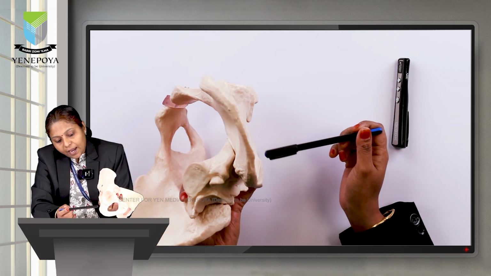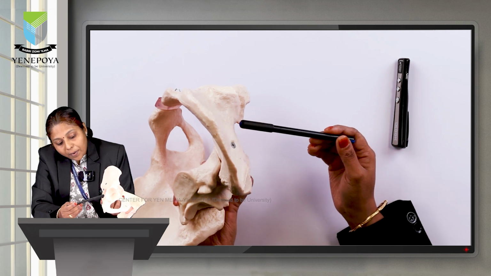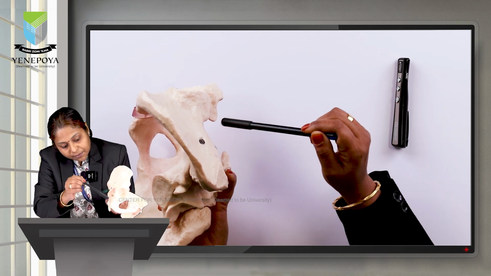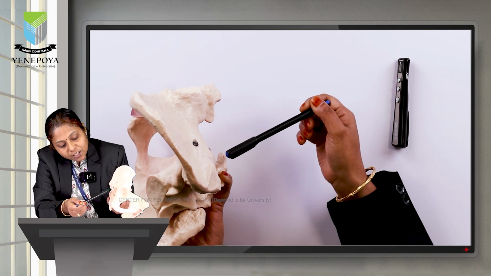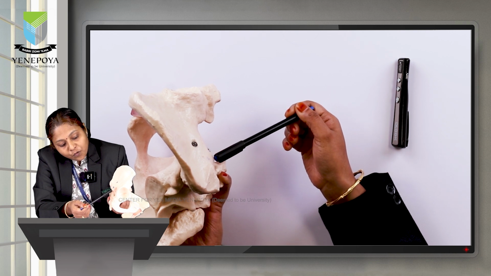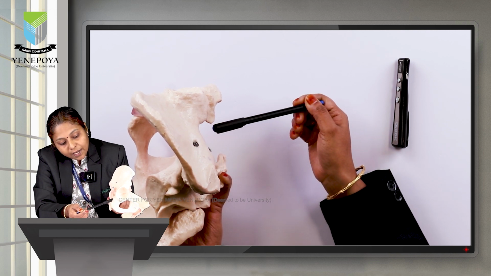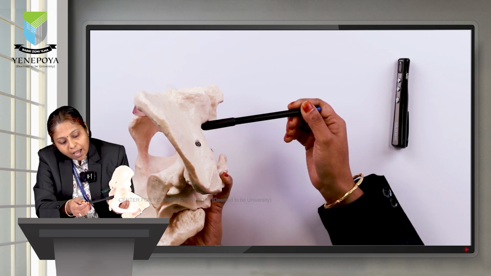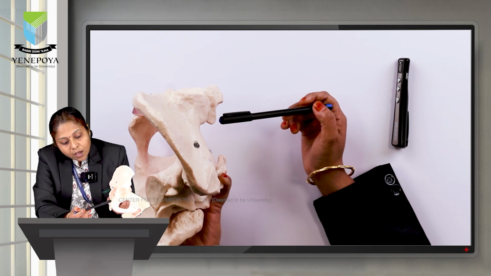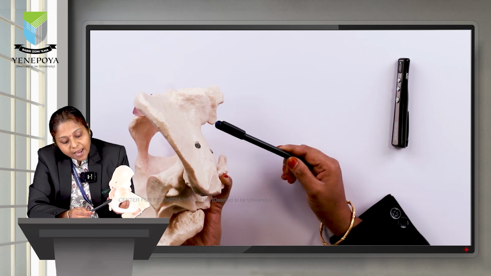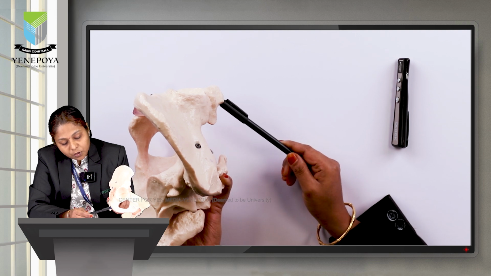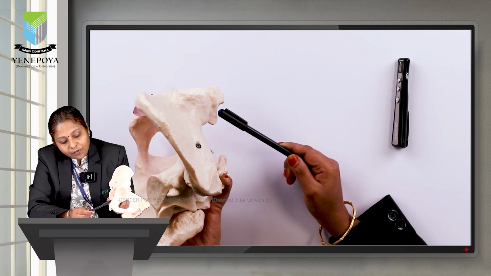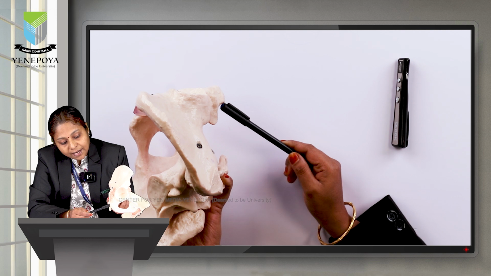We can see on the lower border of the innominate bones there are 2 curves. One extends from the posterior inferior iliac spine to the ischial spine, which is a little wide and round, and is termed the greater sciatic notch. The curvature which extends from the ischial spine to the ischial tuberosity is termed the lesser sciatic notch.